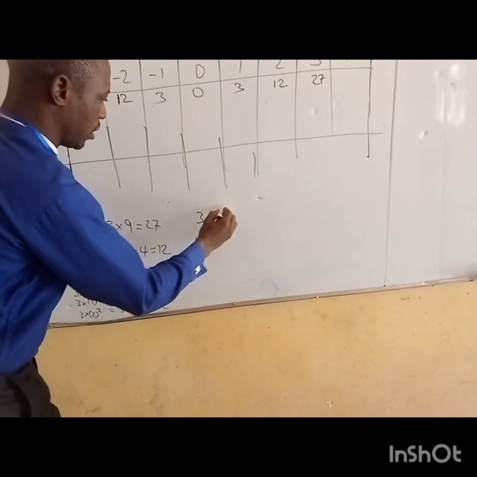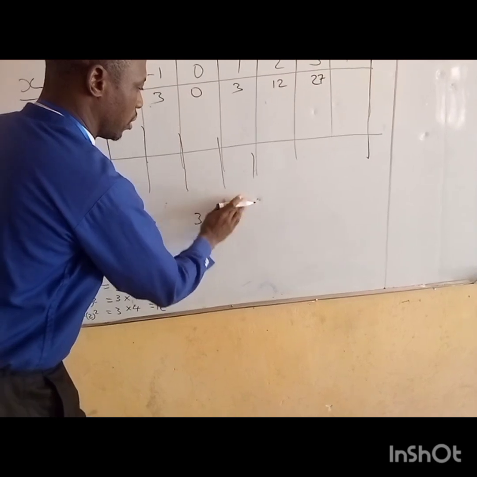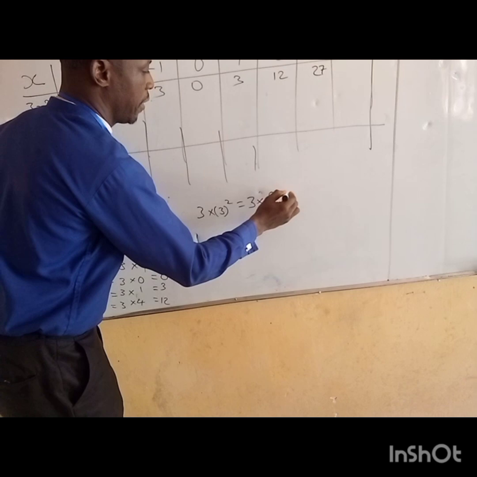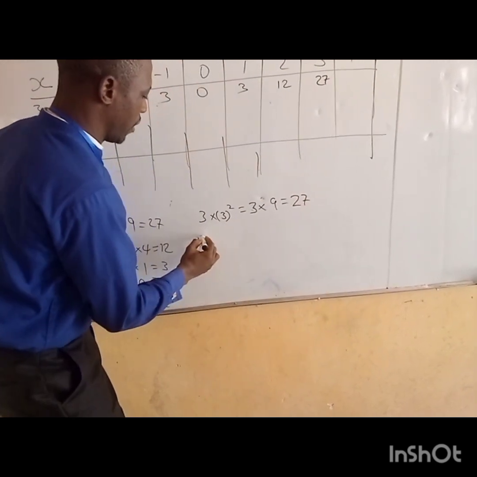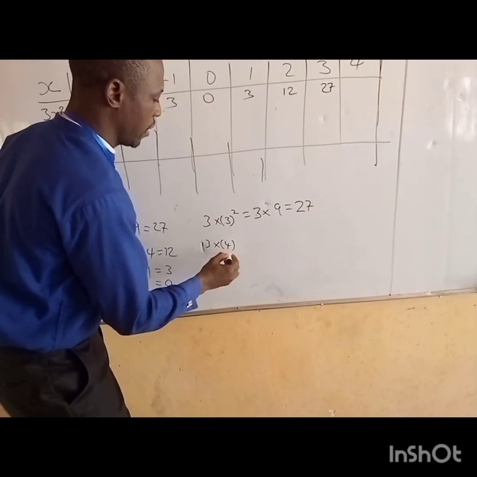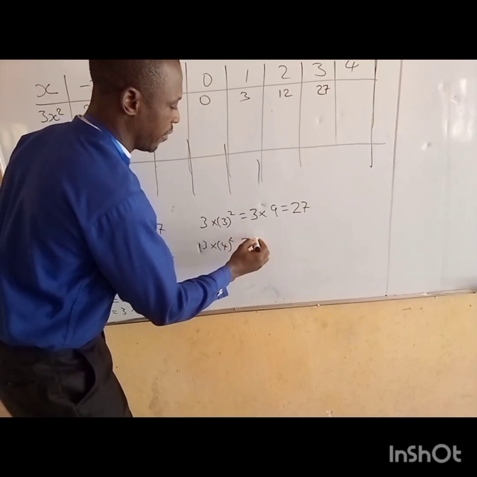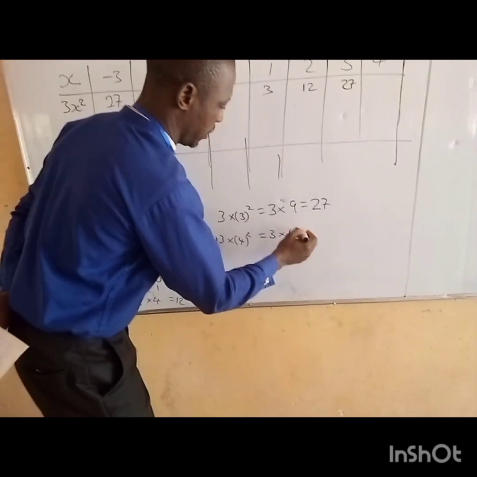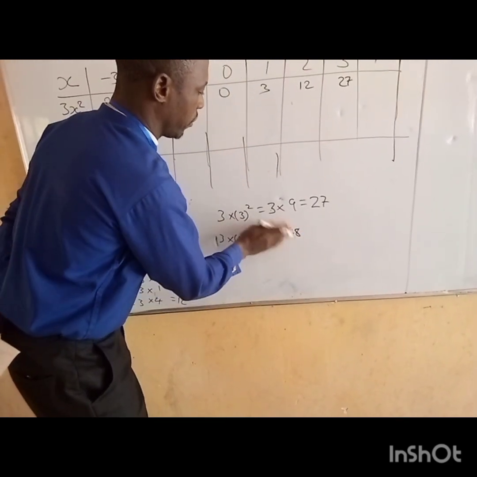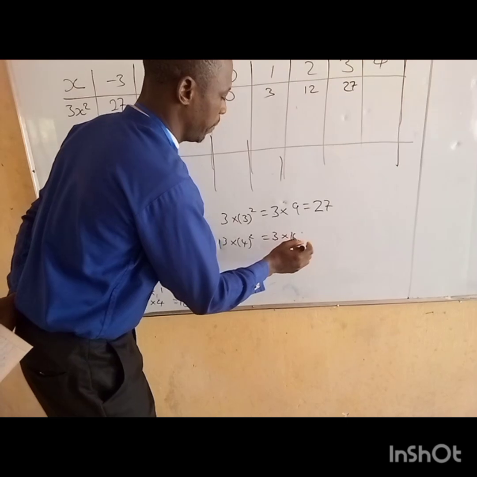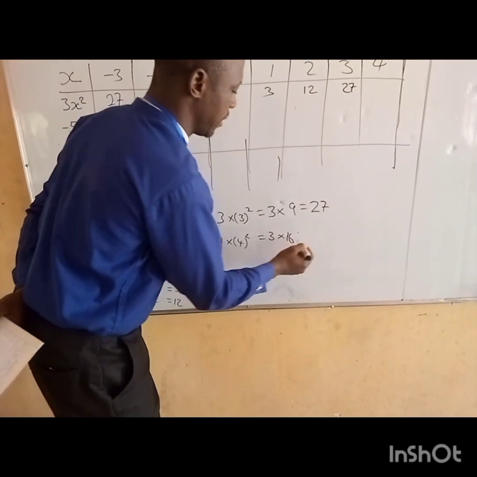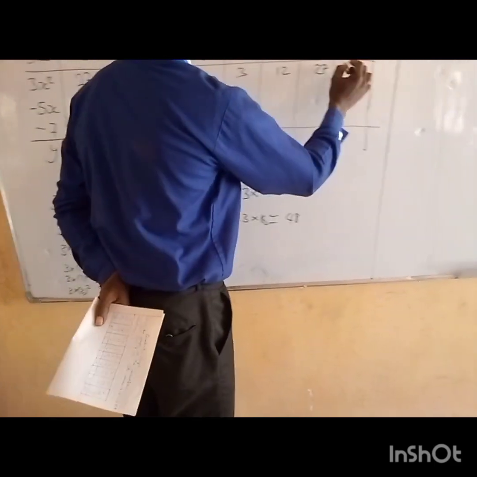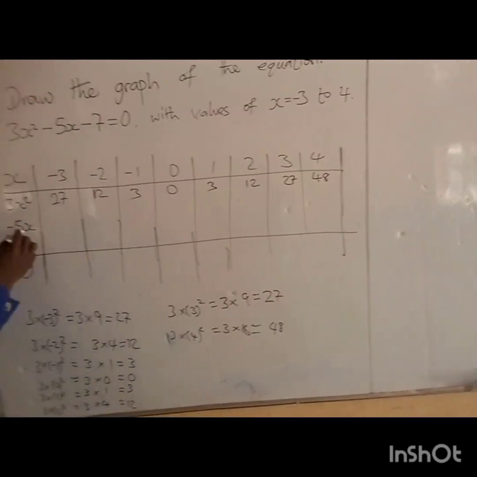3 times 3 squared, 3 times 9, which is 27. And when x is 4, we have 3 times 4 squared. 4 squared is 16. 16 times 3 gives you 48. So we have 48. So you go to the next.